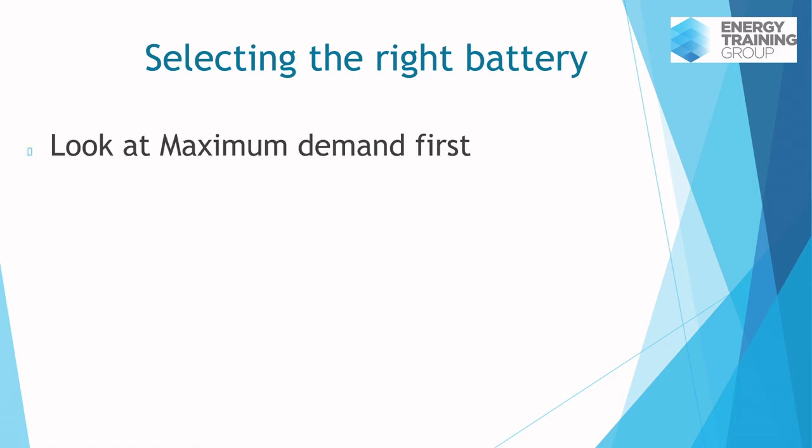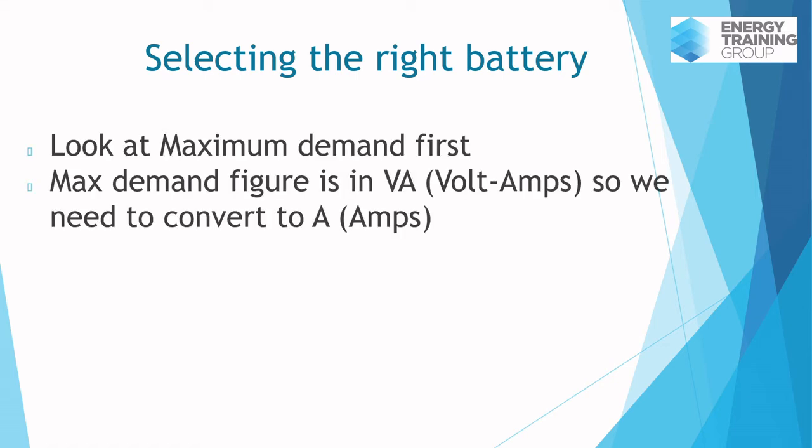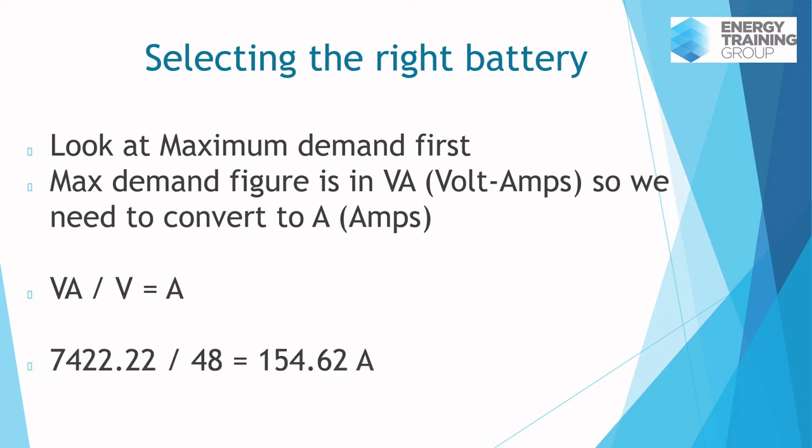Let's look at maximum demand first. Our maximum demand figure is in volt amps, so we need to convert that to amps, so we know how much current we need to be able to pull out of our battery. So we do volt amps divided by volts will equal our amps. We needed 7,422.22 volt amps continuous current. We divide that by 48, and we can see we need a continuous current output of 154.62 amps. So we need to check if our battery is capable of that.